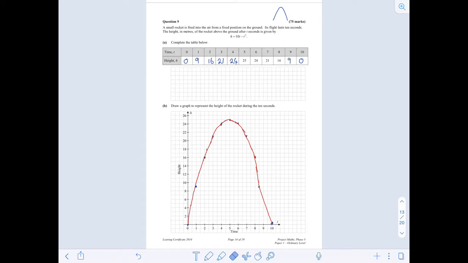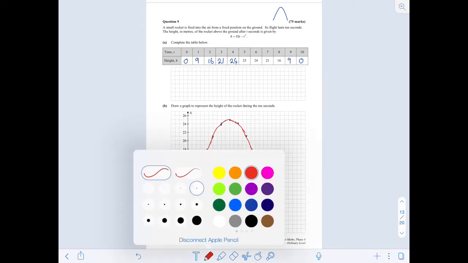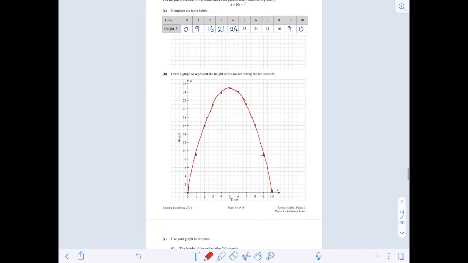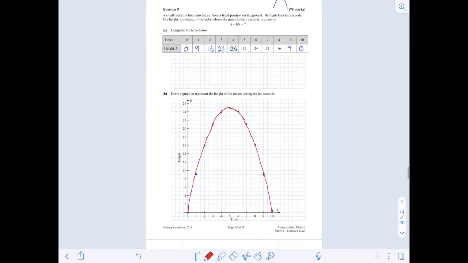Okay, so there's a mistake there. 9 is actually over there. Right, so now back into red. Let's continue on there. Okay, so that's what the function looks like. Okay, seems to be a reasonable thing there.